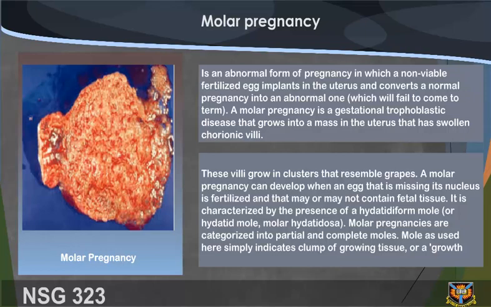A molar pregnancy can develop when an egg that is missing its nucleus is fertilized, and that may or may not contain fetal tissue. It is characterized by the presence of a hydatidiform mole or hydatid mole, mola hydatidosa. Molar pregnancies are categorized into partial and complete moles. Mole, as used here, simply indicates a clump of growing tissue or a growth.